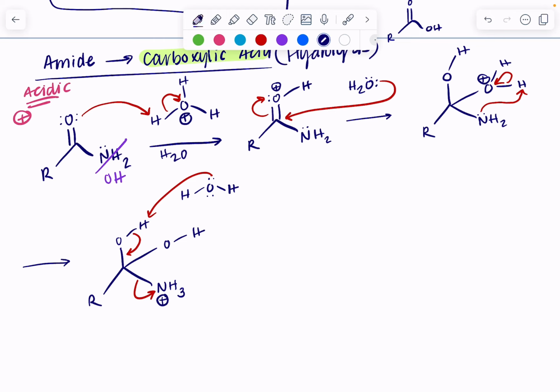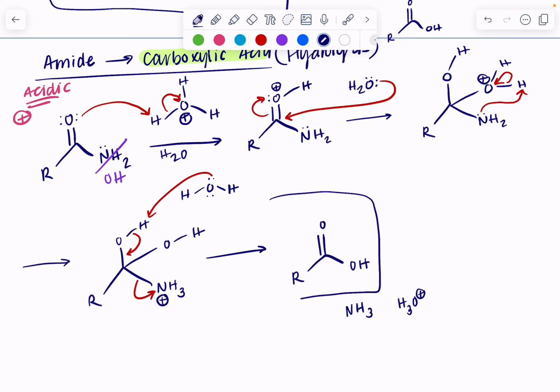Okay, so now what we're going to do is follow our arrows and see what we've formed. So we've got an R, we've got an O, we've made a double bond back to that O. We still have our OH group here, and we've removed an NH3. And we've reformed our H3O plus. And so these, in theory, are an acid and a base, and you would definitely have a reaction going on there. But we've formed the product that we wanted, and that's this, our carboxylic acid.